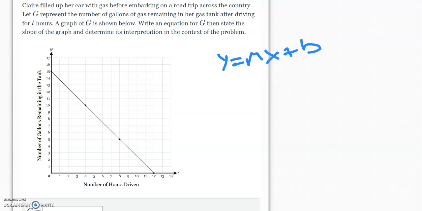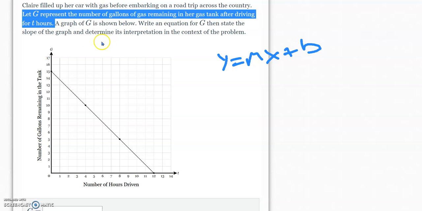Key things to look at when we're doing this problem. We're talking about filling up the gas and embarking on a road trip. But here's the key sentence. G represents the number of gallons of gasoline. That's your y coordinate. It says it on the left.